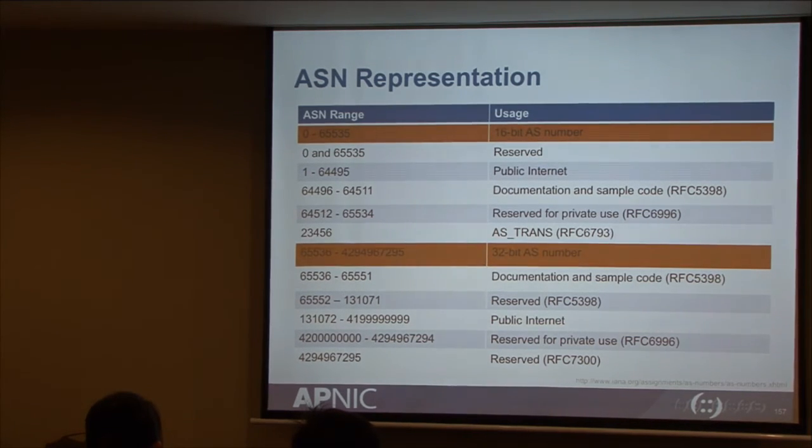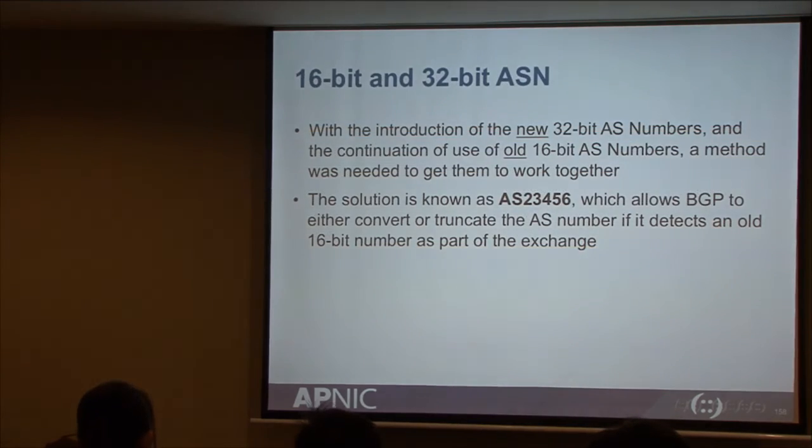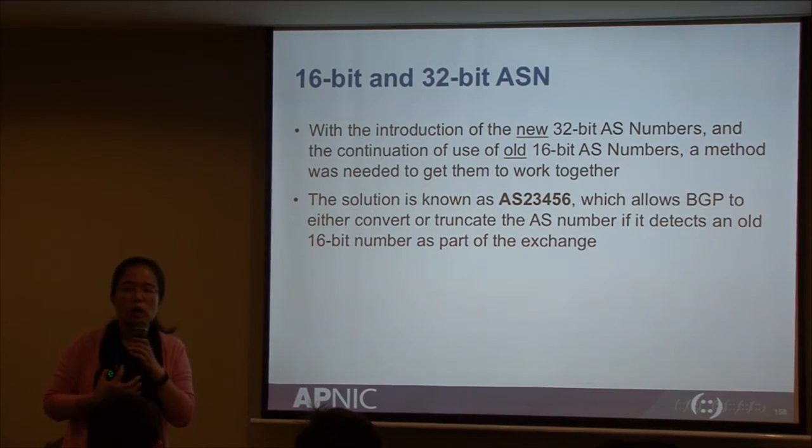Maybe you ask who will get the 2-byte AS number, and who will get the 4-byte AS number. Nowadays, if you come to APNIC, we put all of them in the same pool. We didn't separate them into 2-byte or 4-byte, so you will get your AS number from the same pool. We combine them into one pool. We don't distinguish them now.